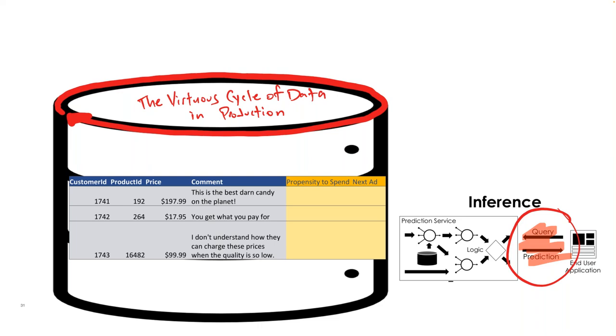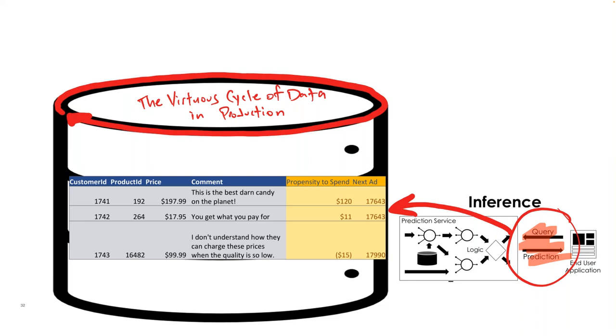And the way we're going to integrate machine learning into this environment is we're going to have a couple empty columns, like propensity to spend and what's the next ad I should show this customer. These are columns we don't know. These are not data we already have. This is data about what might be true in the future. So what we're going to do is use our whole virtuous cycle and our inference to populate this table. So the predictions are not going live to the end user application necessarily. The predictions might just simply go into the database.